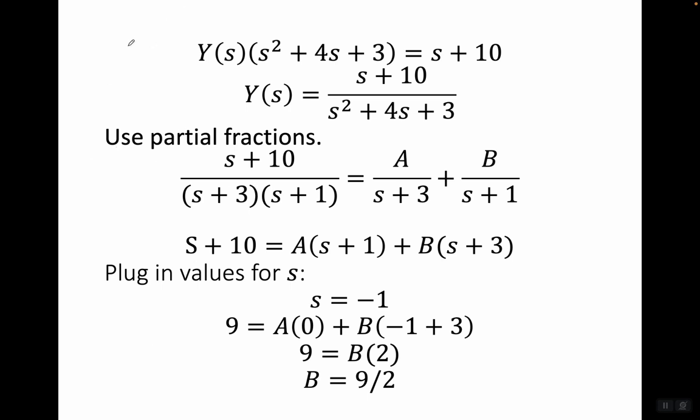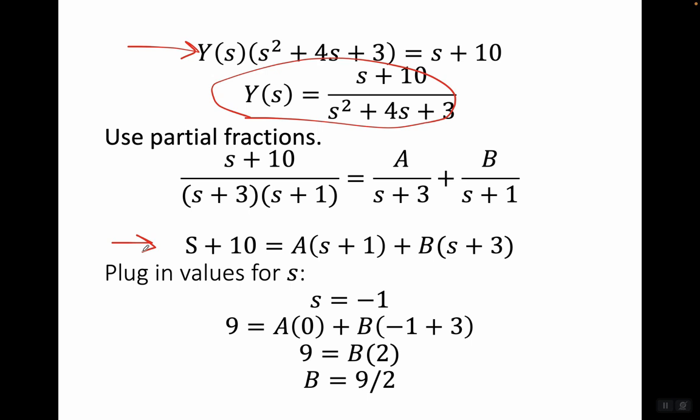So this is what we have from the previous slide. Let's divide both sides by s squared plus 4s plus 3, and we've got this. So now we just need to find the inverse Laplace transform of each side. But first, it would be much easier to solve if we broke this up using partial fractions. (s plus 10) over (s plus 3)(s plus 1) can be written as A over s plus 3 plus B over s plus 1. Multiply both sides by the denominator, (s plus 3)(s plus 1), and we end up with s plus 10 equals A times (s plus 1) plus B times (s plus 3).